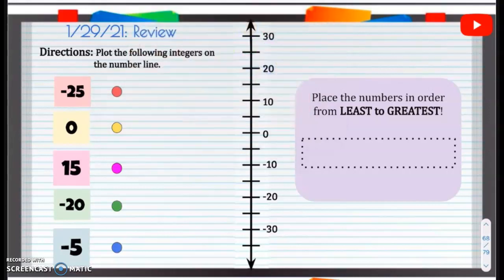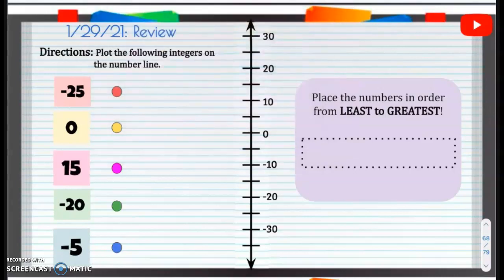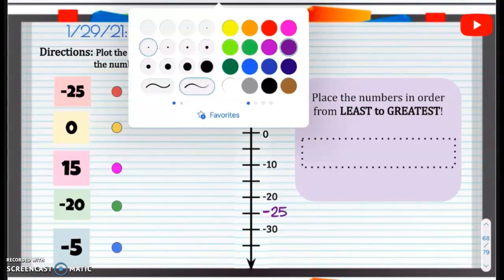All right, so this first one, negative 25. We are going to plot that on our number line. So remember, here's our 0. Negative 25 means we're going to go in the negative direction, so we're going to go down to negative 25. First of all, I know that negative 25 is going to be in between negative 20 and negative 30. So I'll have negative 25 here. That negative 25 is going to go right here on this line.